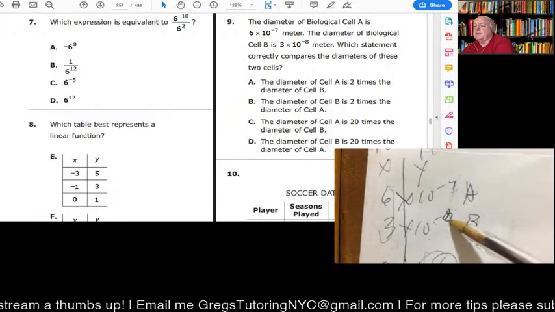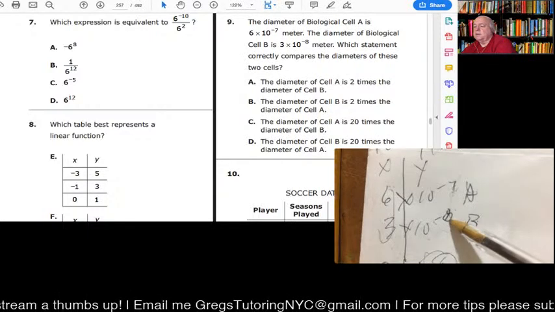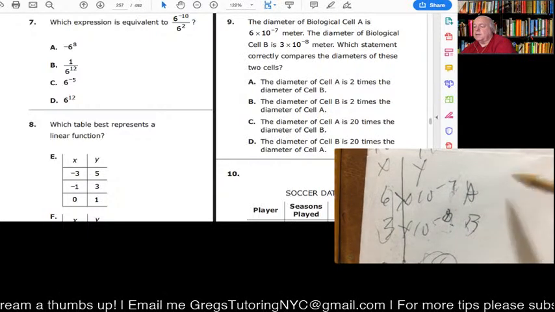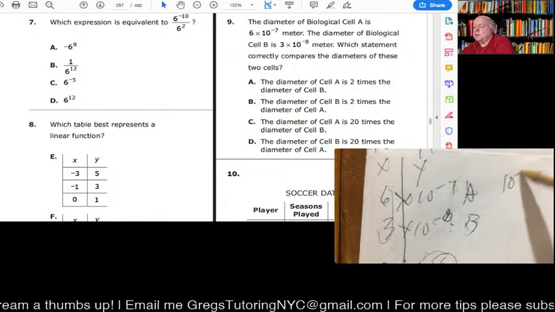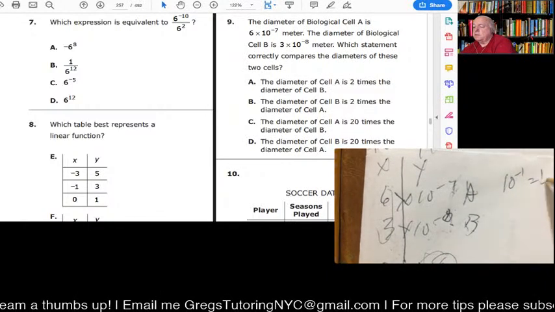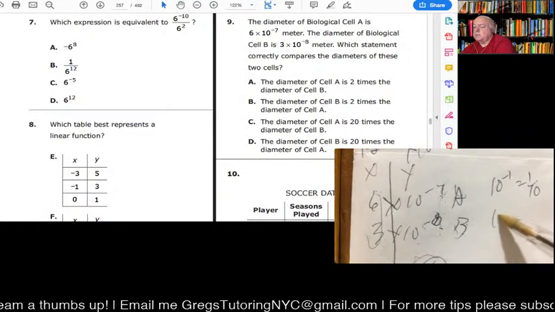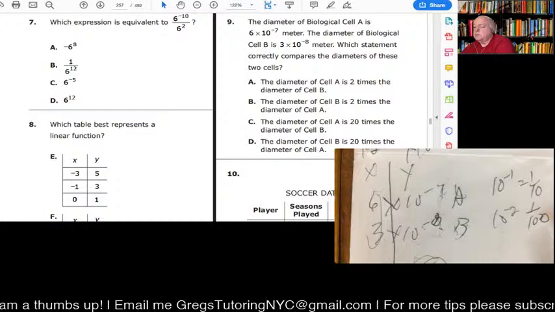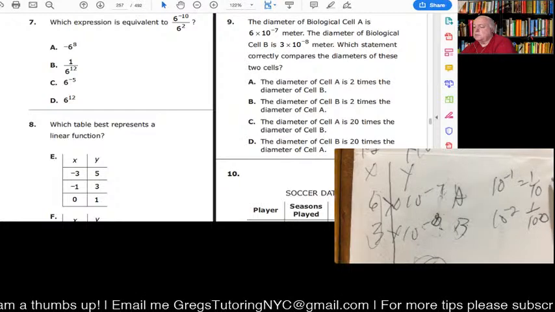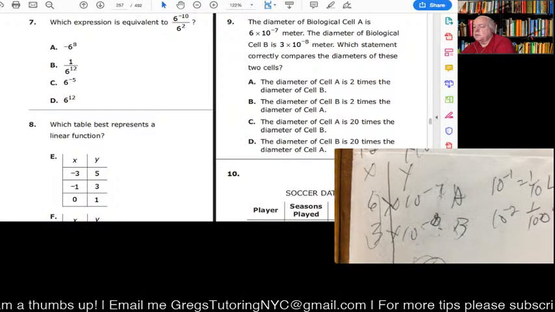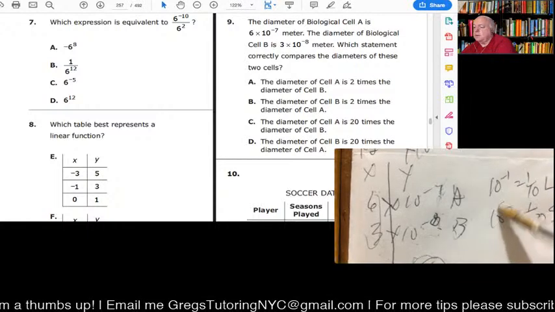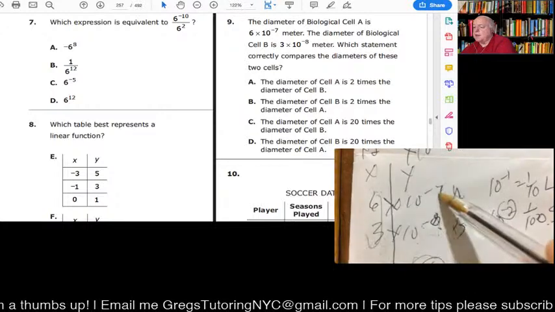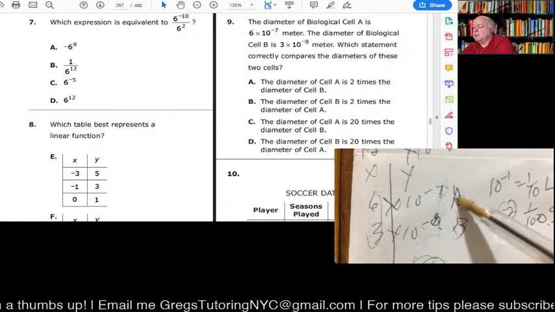10 to the minus 8 is smaller than 10 to the minus 7th. Right? If I have 10 to the minus 1, that's equal to 1 over 10. If I have 10 to the minus 2, that's 1 over 10 squared, or 100. So this is larger, and that's smaller. So the higher negative exponent is the smaller number. So that means this is a factor of 10 higher than that one.